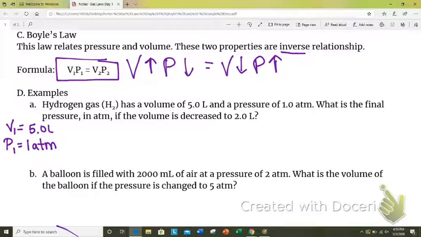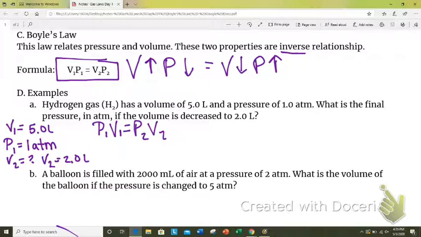So it's telling me that I'm solving for final pressure. So P2 is what I am calculating. That means that 2 liters, if you think about the unit of liters, that's measuring volume. So that's my new volume after the change has occurred. So I know I'm using Boyle's law. We have P1V1 equals P2V2. So we can start substituting that information into the formula.